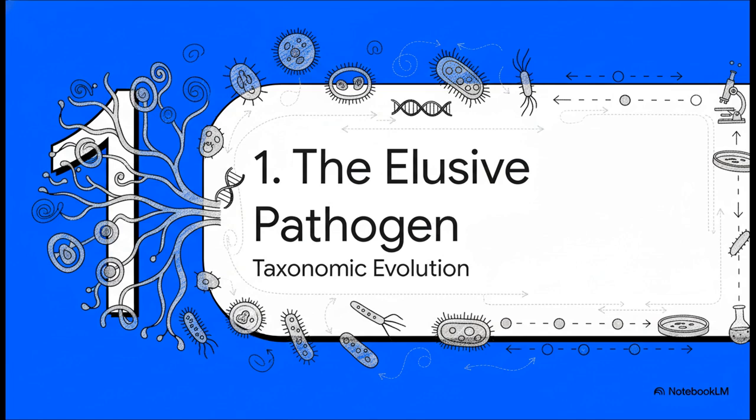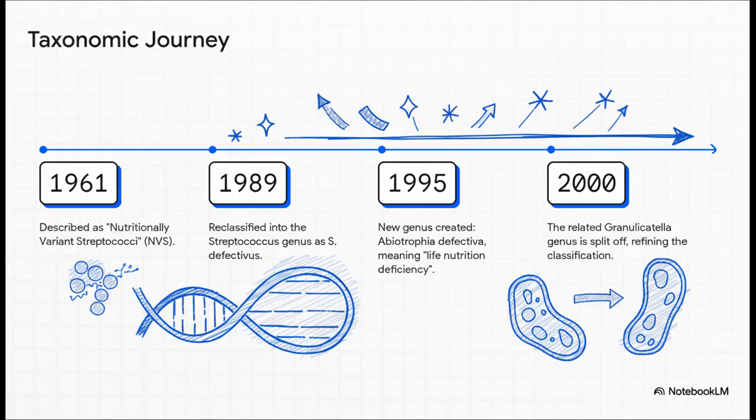To really get a handle on Abiotrophia defectiva, you first have to appreciate its complicated family history. It's a story that really mirrors how our understanding in microbiology has evolved over time. This timeline just captures its identity crisis perfectly. Way back in '61, it was just given a description based on its behavior, nutritionally variant streptococci, or NVS. It took until 1995, with the advent of tools like 16S rRNA gene sequencing, for it to get its own genus, Abiotrophia, which literally means life nutrition deficiency, before it was finally separated from its close relative, Granulicatella, in 2000.